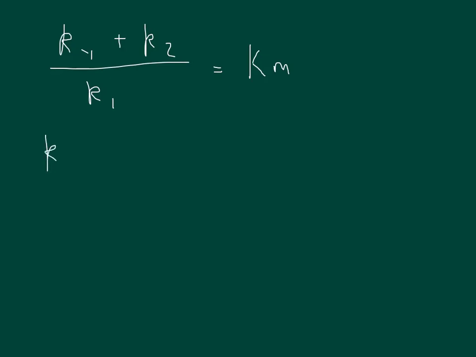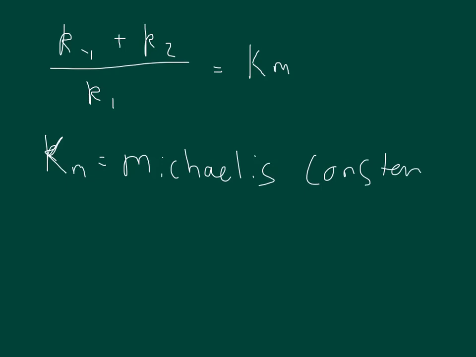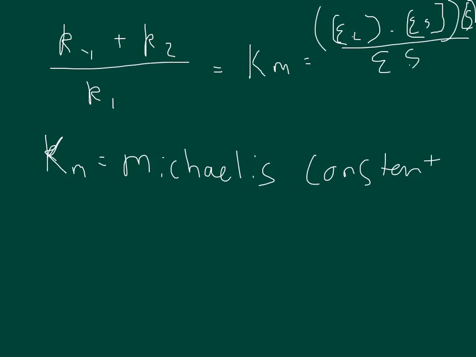So Km, or capital Km, is called the Michaelis constant. And remember that the Michaelis constant has units of molar. Now also remember that k-1 plus k2 over k1 was equal to something else. So it was equal to the total enzyme concentration minus the enzyme-substrate complex, times the substrate, divided by the enzyme-substrate complex.